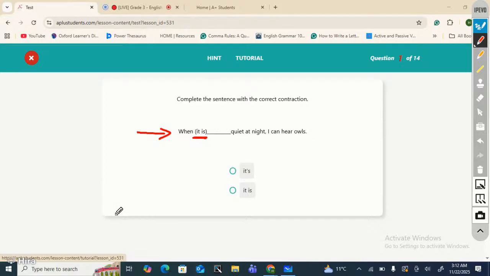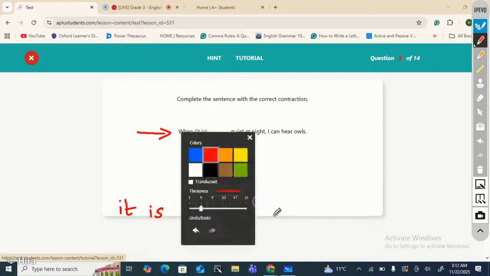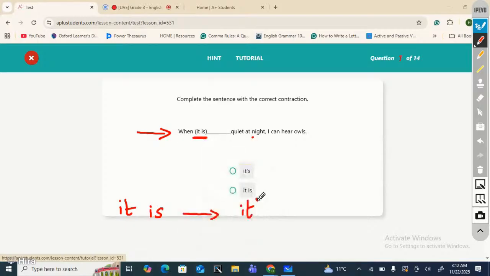The two words are it is. Okay, let's find out how we can make the contraction of these two words. Obviously, we have to use an apostrophe. It is changes into it's. One letter of the verb is left out.